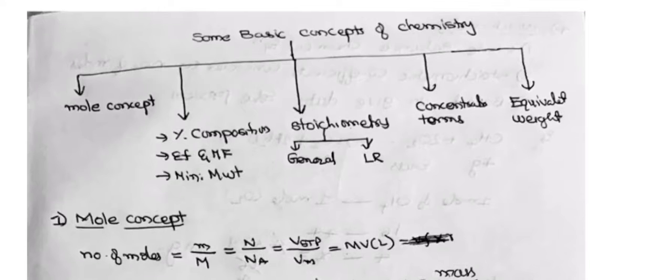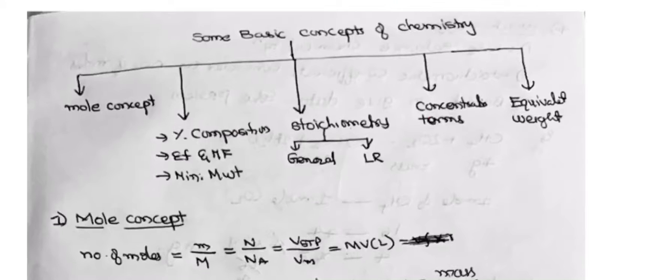We are going to discuss some basic concepts of chemistry briefly. In this lesson, we have mole concept and percentage composition, empirical formula, molecular formula, and finding minimum molecular weight. The next concept is related to stoichiometry, that is general questions and limiting reagent related questions, and concentration terms, and finally equivalent weight related questions. So these concepts we have to cover in this lesson.